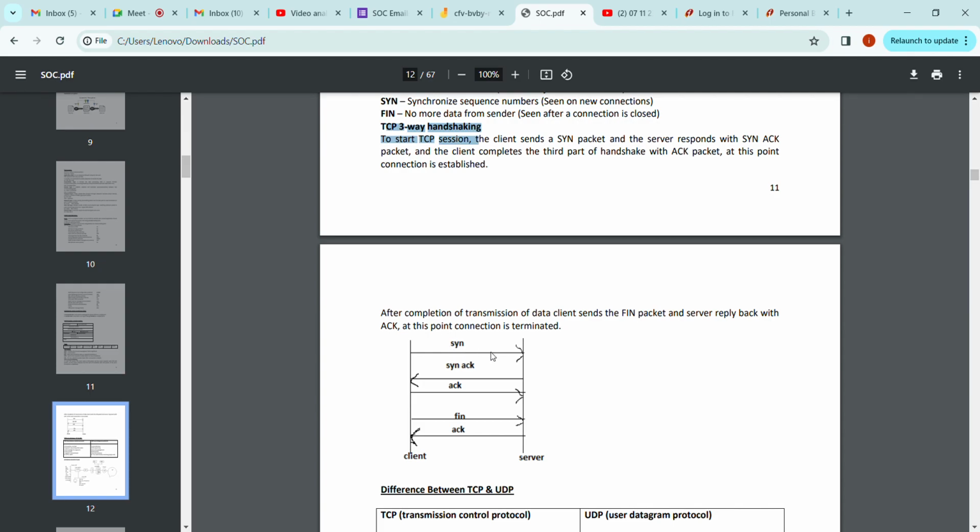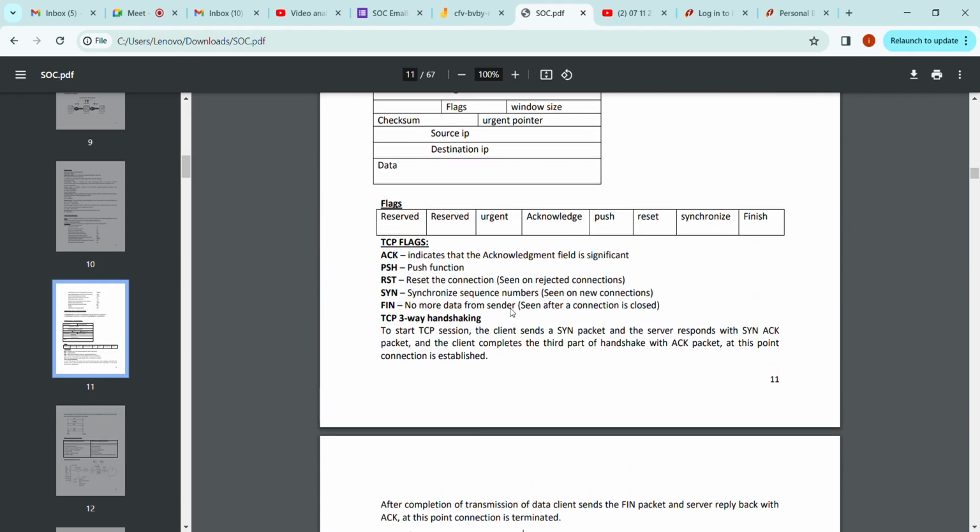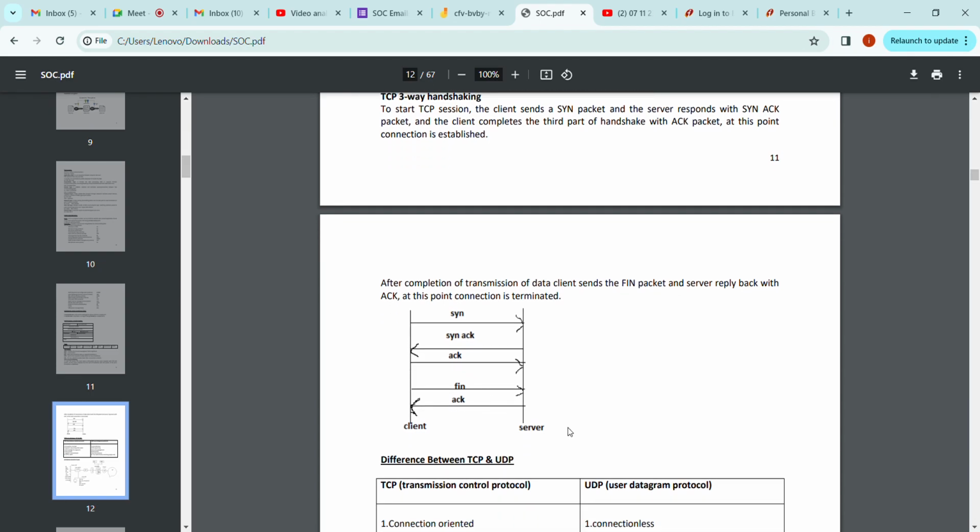SYN command to the server, that is, I am ready to have a synchronization with you. If the server is not busy, or probably it is okay to have a connection, it will send a SYN-ACK command. That means I am ready to sync with you. Then again the client gives a confirmation, okay, acknowledge. Then the FIN is something that says the connection has been established, and no more requests, no more data from the sender. So that's how the three-way handshake will come.